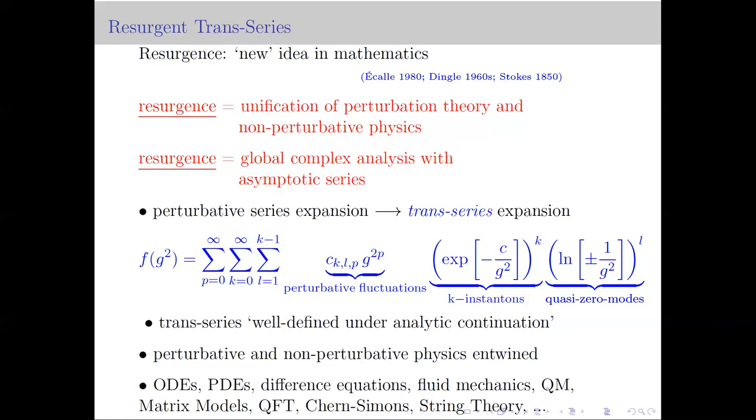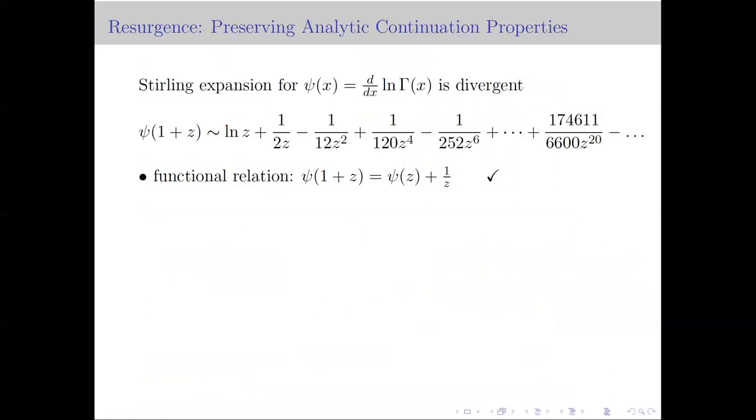So let me give you an example of this idea of becoming well-defined under analytic continuation. This is a very simple example we should all be familiar with, the Stirling expansion of the gamma function. I'll write it in terms of the psi function, the derivative of the log of the gamma function, so we can talk about sums instead of products. And here is the large z expansion of the psi function, the digamma function. The first two terms are what we usually call the Stirling expansion. But it's easy to generate all these terms.